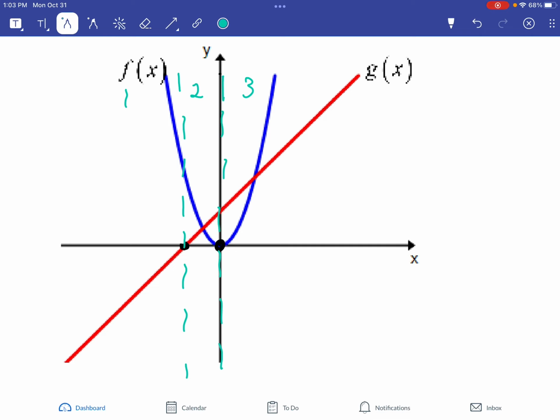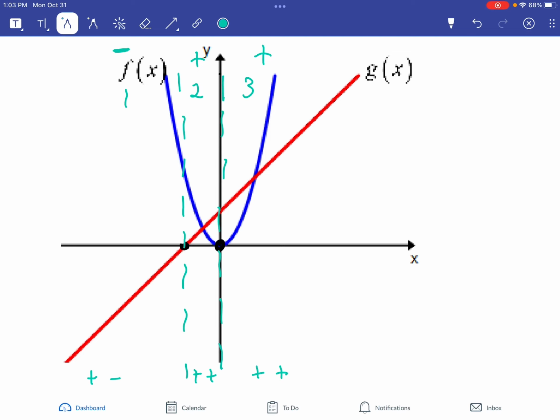In the first zone, the blue graph is positive, but the red graph is negative, which gives us a negative. In zone 2, the blue graph is positive, the red graph is positive, so 2 positives gives us a positive. And in zone 3, the blue graph is positive, and the red graph is positive, which gives us another positive.